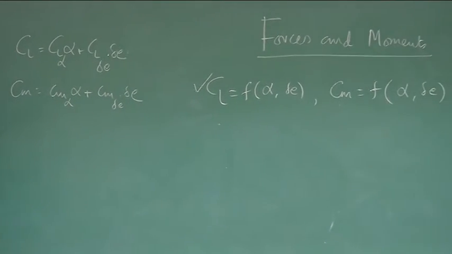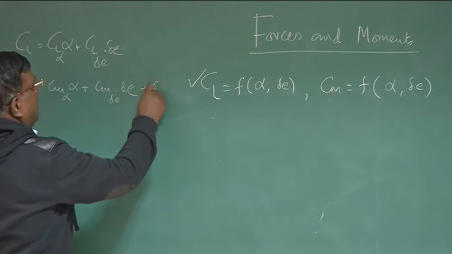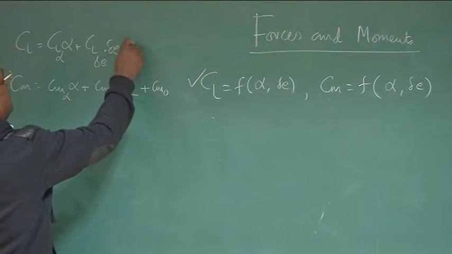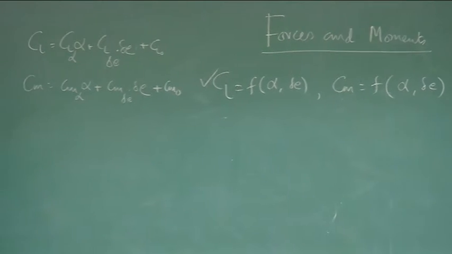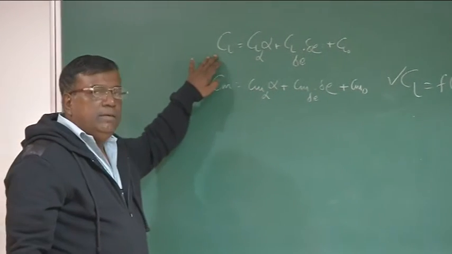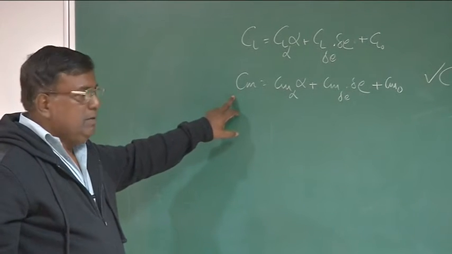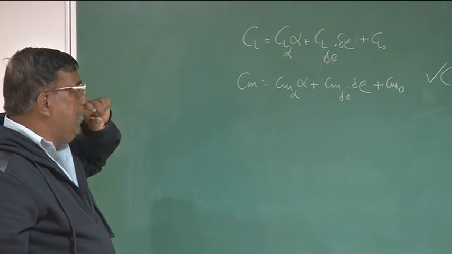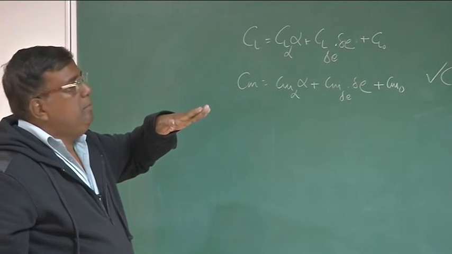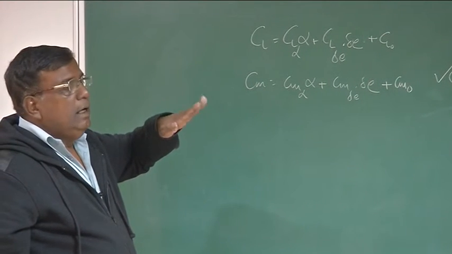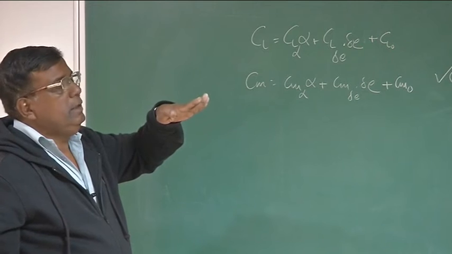But what was the understanding? Here, of course, there should be a Cm naught, and there should be a Cl naught. What is the understanding here? Understanding is, this is the lift coefficient, this is the moment coefficient, in a condition where the aircraft is having an alpha and an elevator is deflected by delta E. There are no dynamics like this. It is a steady state type.